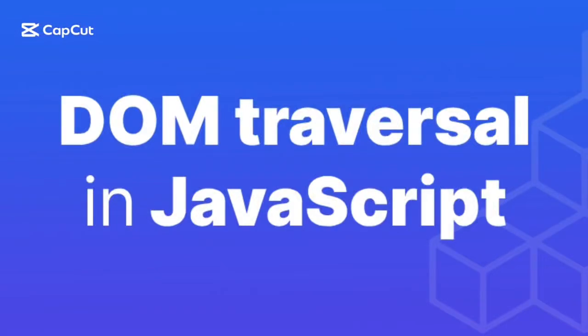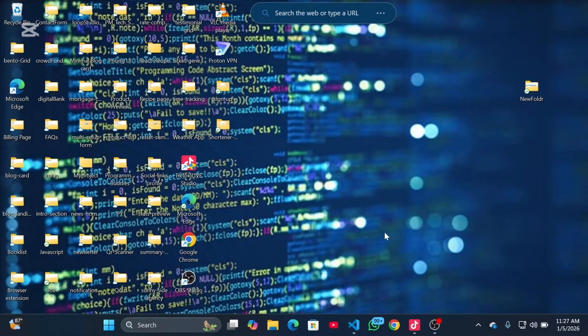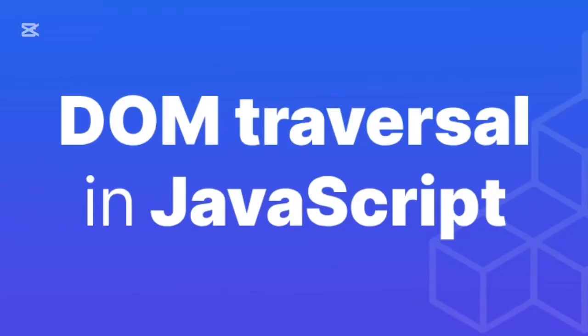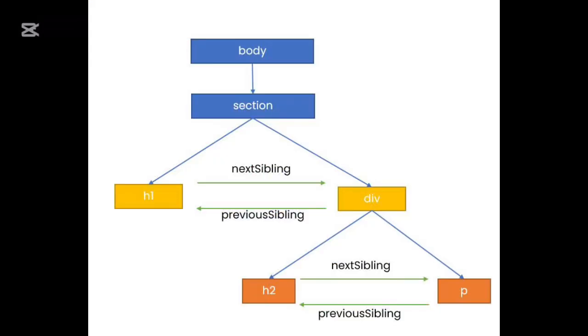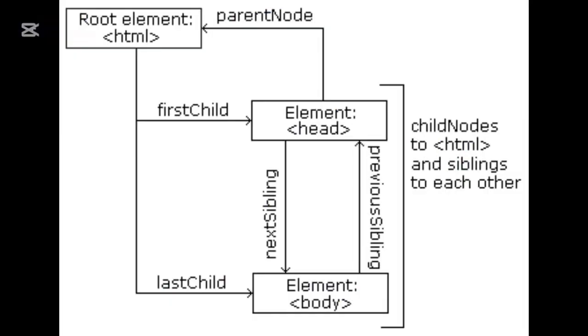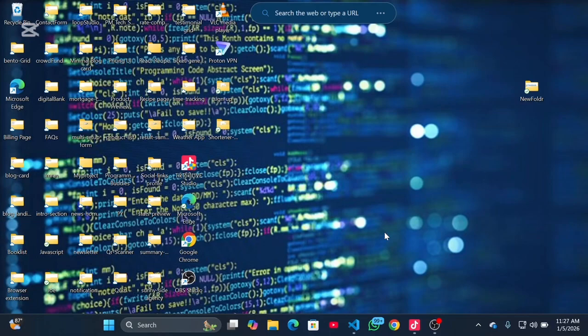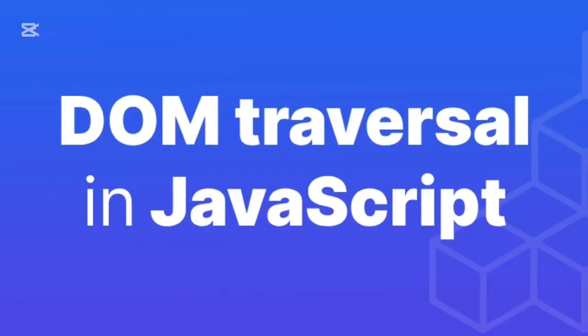Alright guys, welcome back. In this video, we are going to learn something very important in JavaScript called DOM Traversal. Now, if you already know how to select elements by using getElementById or querySelector, that's great. But what if you want to move around the page from one element to another? For example, from a child to its parent, from a parent to its children, from one element to its next or previous sibling. That movement inside the HTML structure is what we call DOM Traversal.